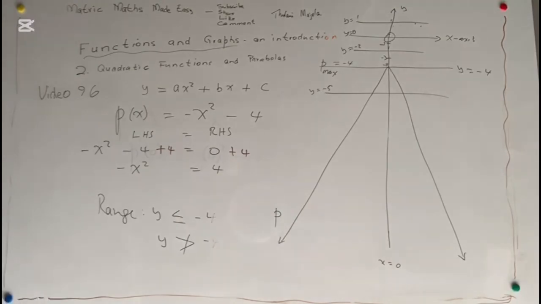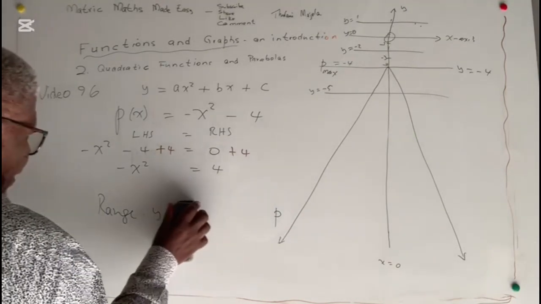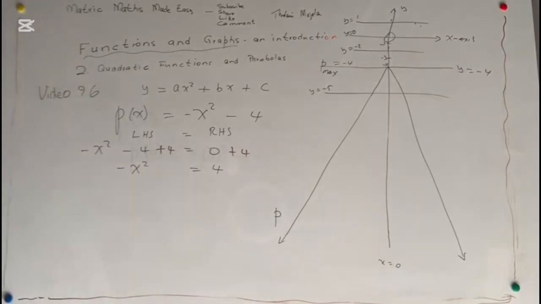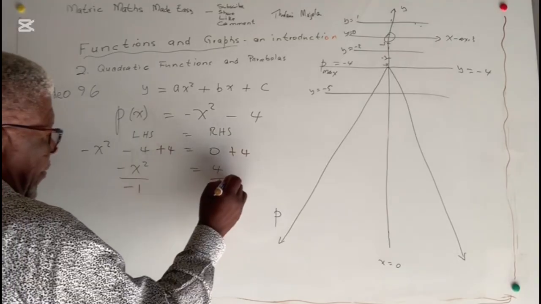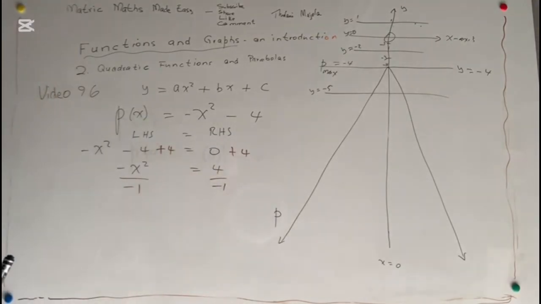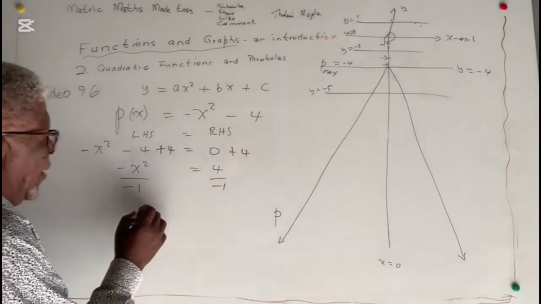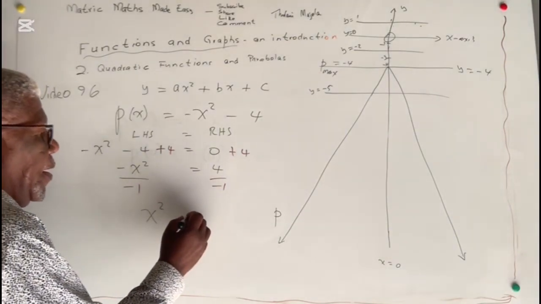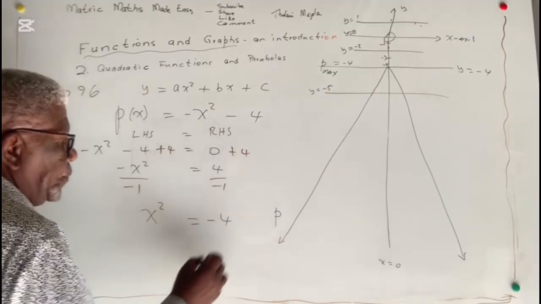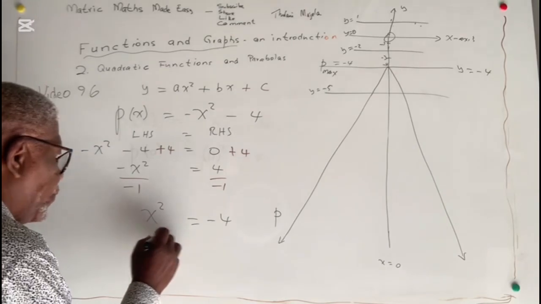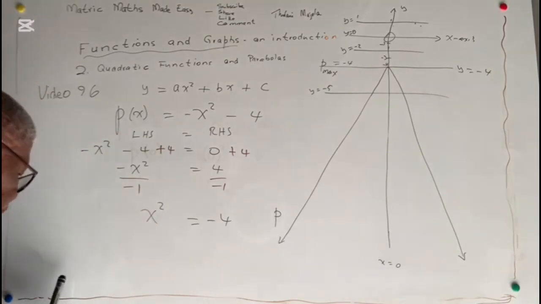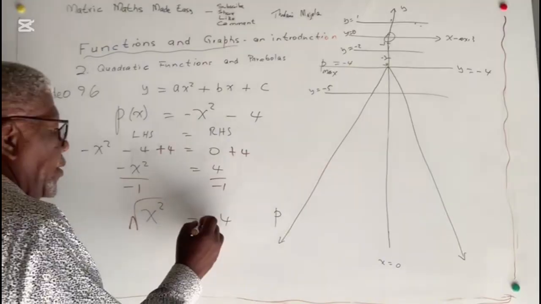But as I said before, finding factors of a negative x squared is difficult for some. So what we need to do is divide by negative 1 each term on the left hand side, and divide by negative 1 on the right hand side. So we'll end up with positive x squared equals negative 4. Again, we'll have a problem here. So we'll take the square root of both sides.